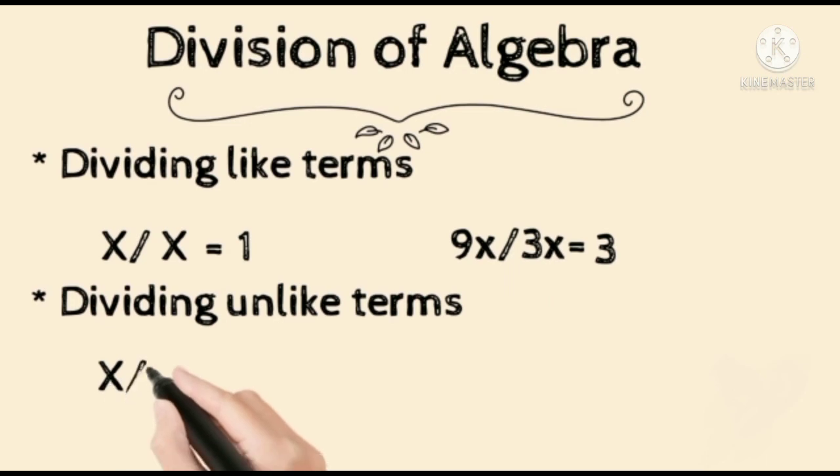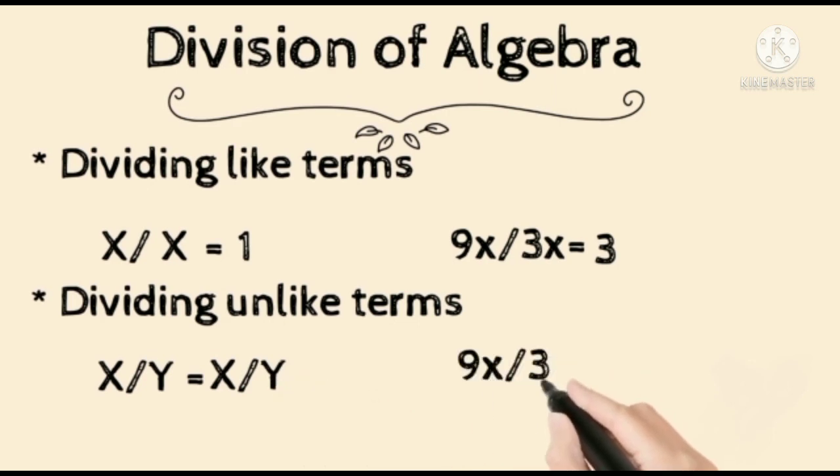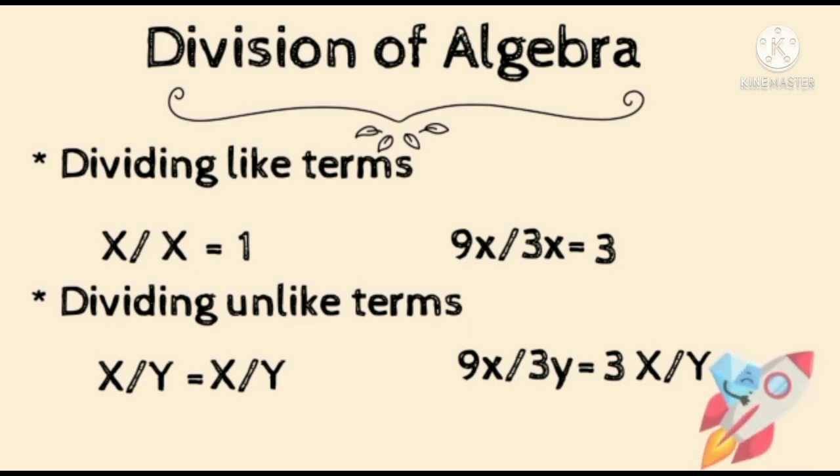Dividing with unlike terms. So you have x divided by y. Here you should make a note that x divided by y gives you x divided by y itself. The question and the answer will be the same. So here you have 9x divided by 3y. 9 by 3 is 3, and x divided by y is x divided by y itself.